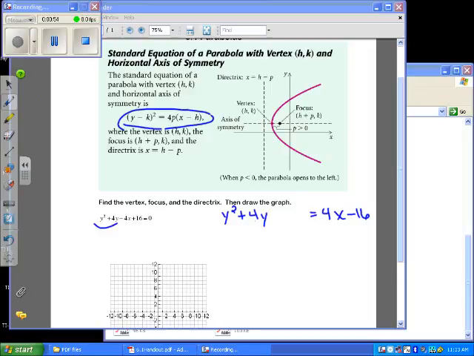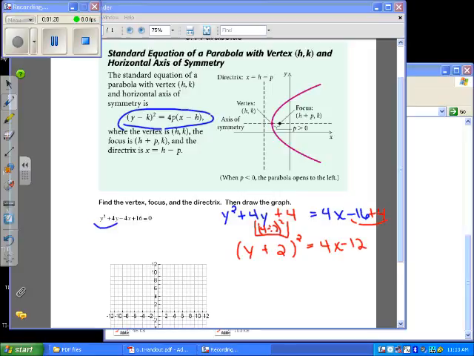So I'm going to take half of 4 and divide by 2. 4 divided by 2 is 2, and if I square that, that gives me 4. So I'm going to add 4 to this side, so I have to add 4 to the other side as well. This is what I have so far. On the left-hand side, if I complete the square, I get y plus 2 squared is equal to 4x, and if I combine the negative 16 and the 4 together, I get minus 12.